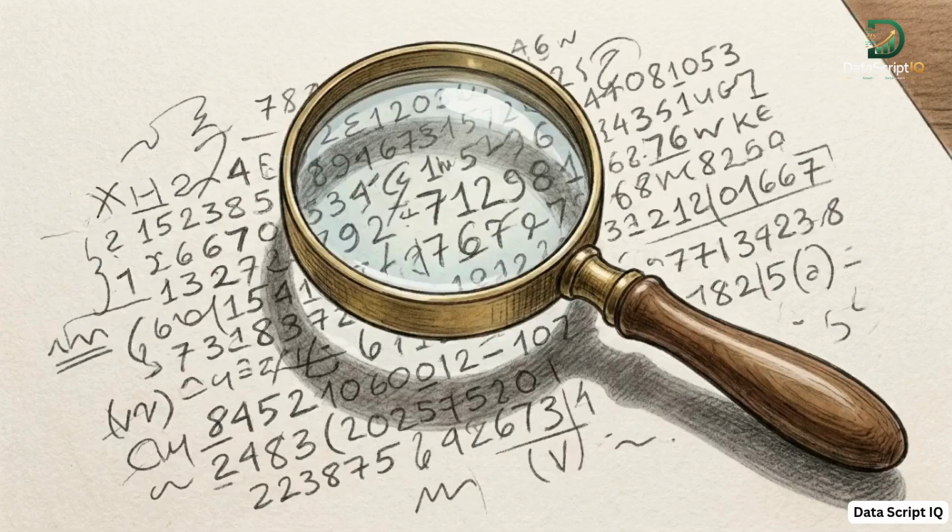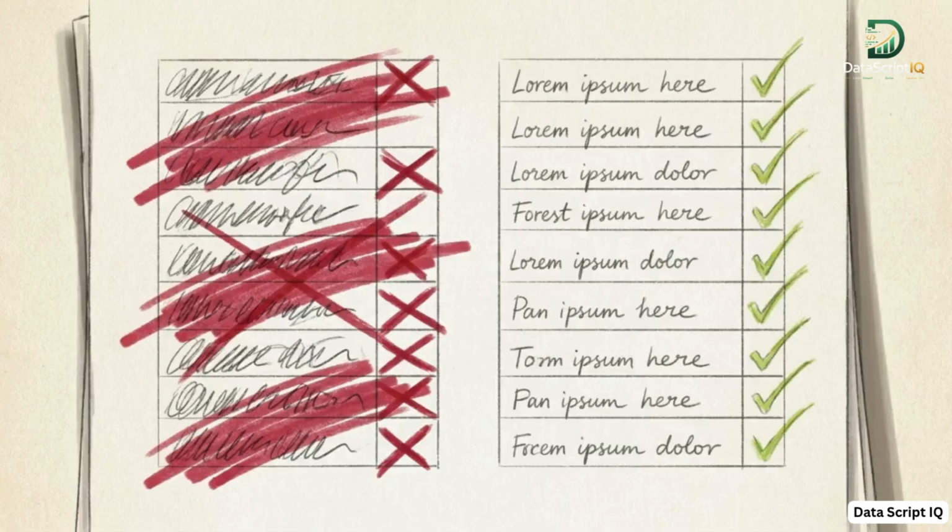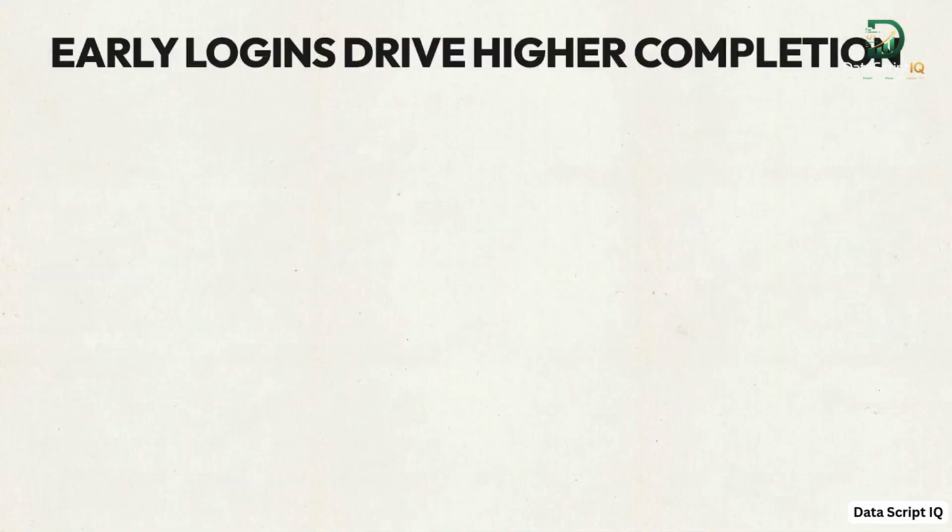Next is step 4, cleaning the data. Raw data is almost always messy, and you cannot skip this stage. If you feed incorrect or duplicate records into your analysis, your final results will be completely wrong. Instructors might inconsistently mark a course as completed, done, or yes. We standardize these into a single format.